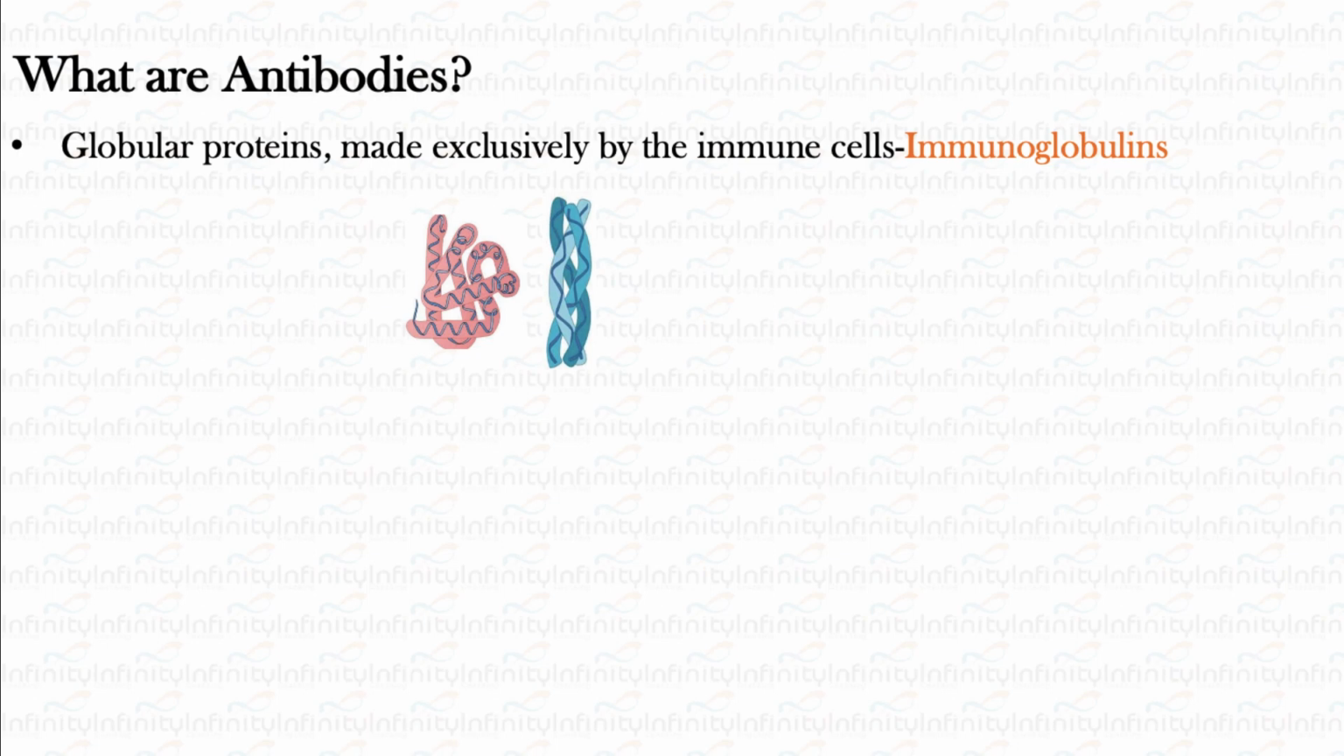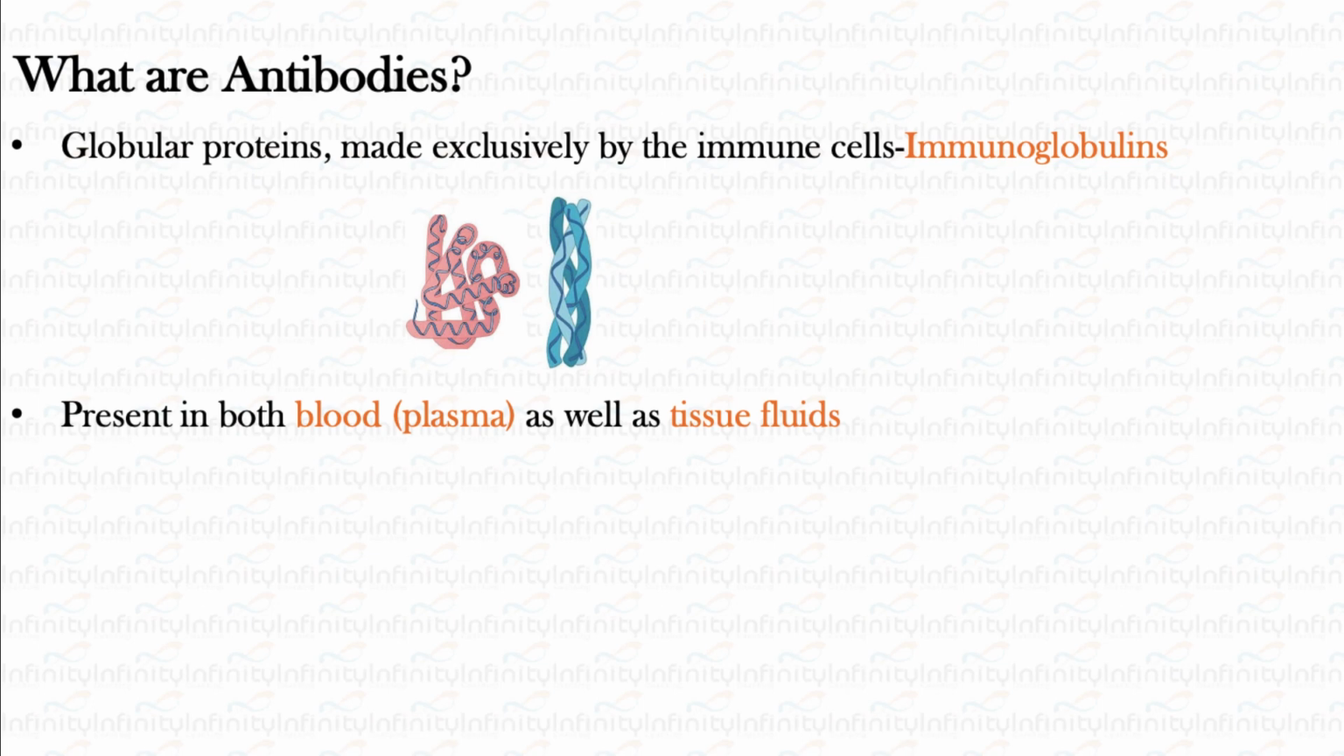Guess to which class do antibodies belong? You guessed it, antibodies belong to the globular type of proteins. Okay, so antibodies are globular proteins, but we have to understand that not all globular proteins are antibodies, but all antibodies are globular proteins. So now that we know what they are, where are they present in the body? Antibodies are present in both blood, that is the plasma of the blood, as well as tissue fluids.